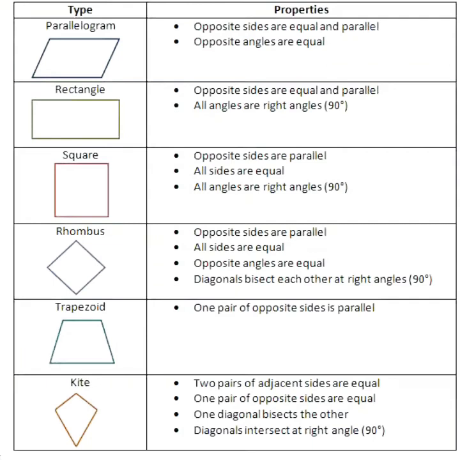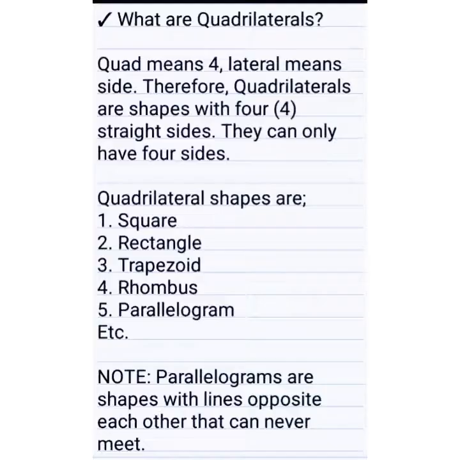For kites, two pairs of adjacent sides are equal. One pair of opposite angles are equal. One diagonal bisects the other. Diagonals intersect at right angles. So those are the properties of quadrilaterals and how to identify them. So take a look at them and do well. Thank you. Now it's time to read the content to you.